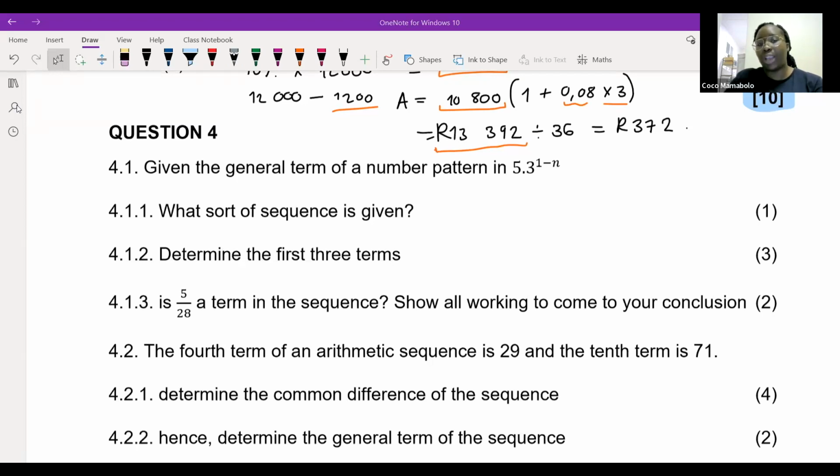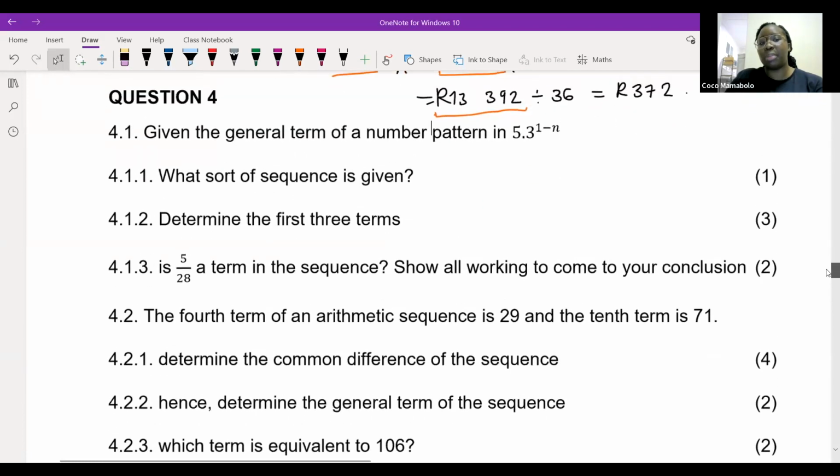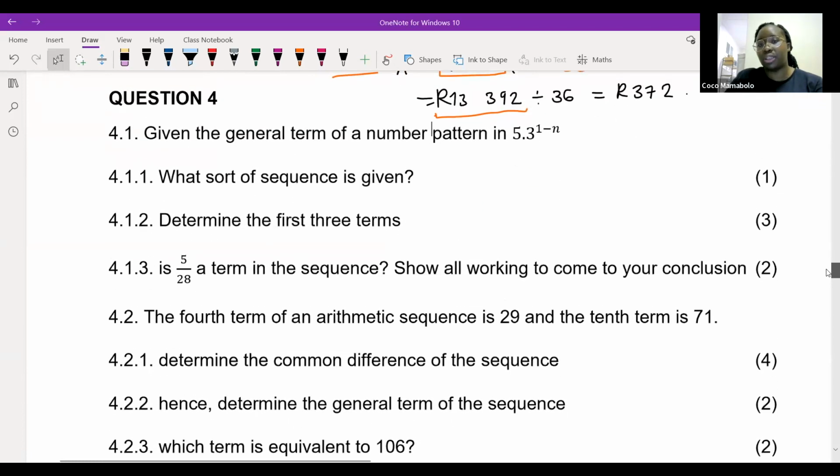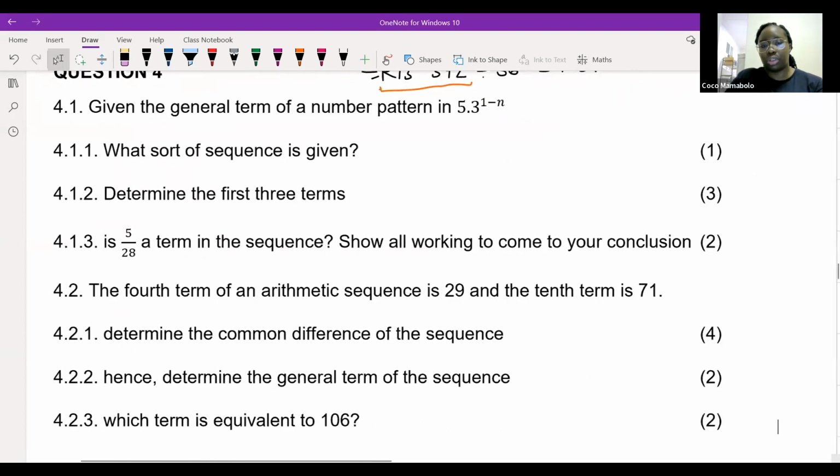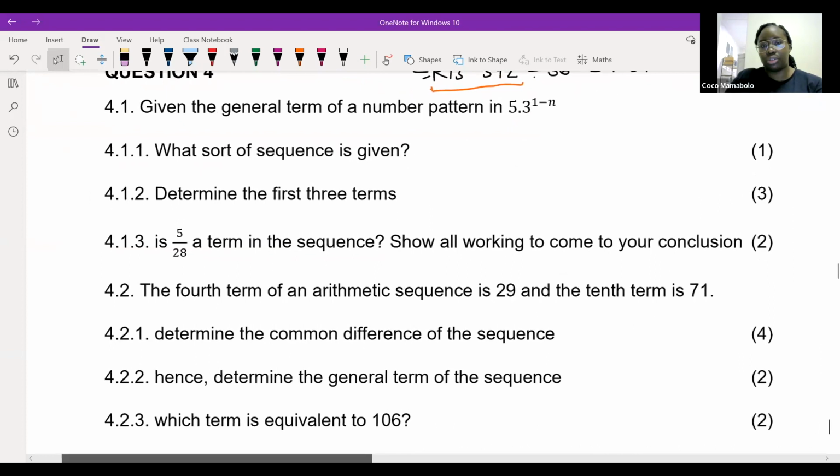These questions are quite easy. I haven't made them difficult at all. They are base questions. Maybe 4.2 might be reaching a little, but just read through the questions and let me know how we do. That was not my intention.